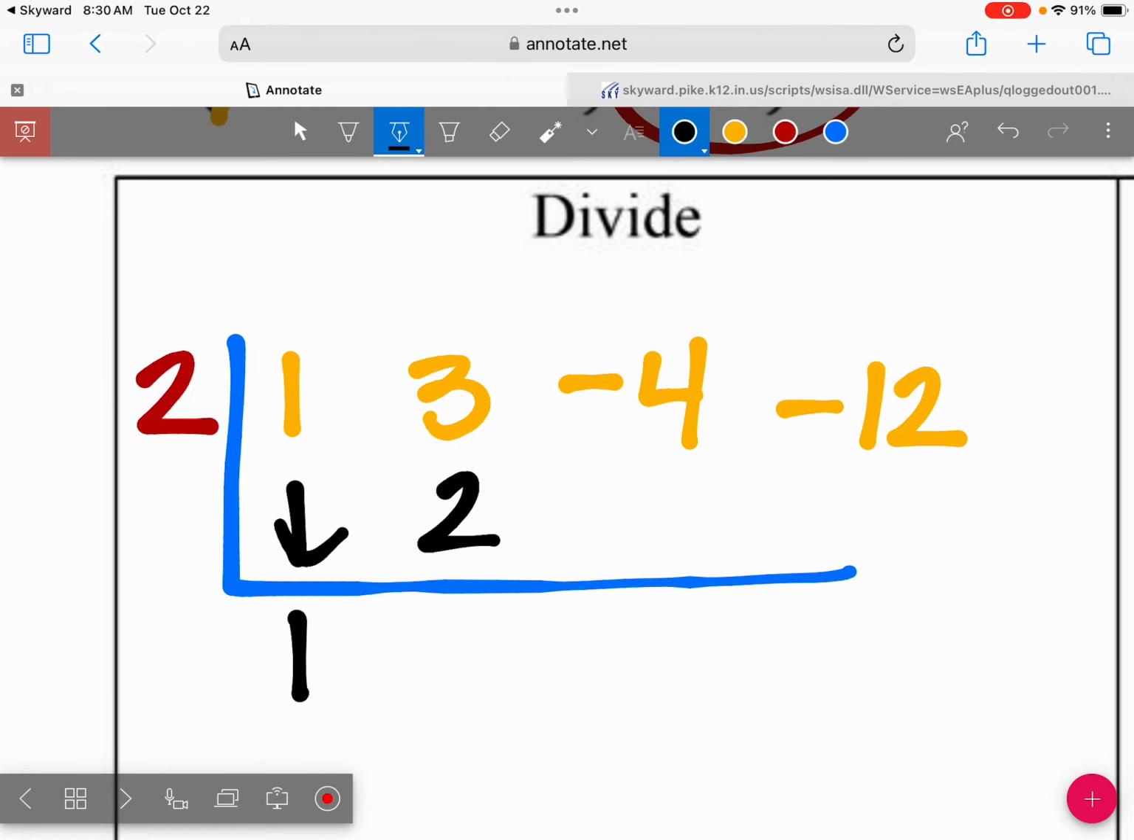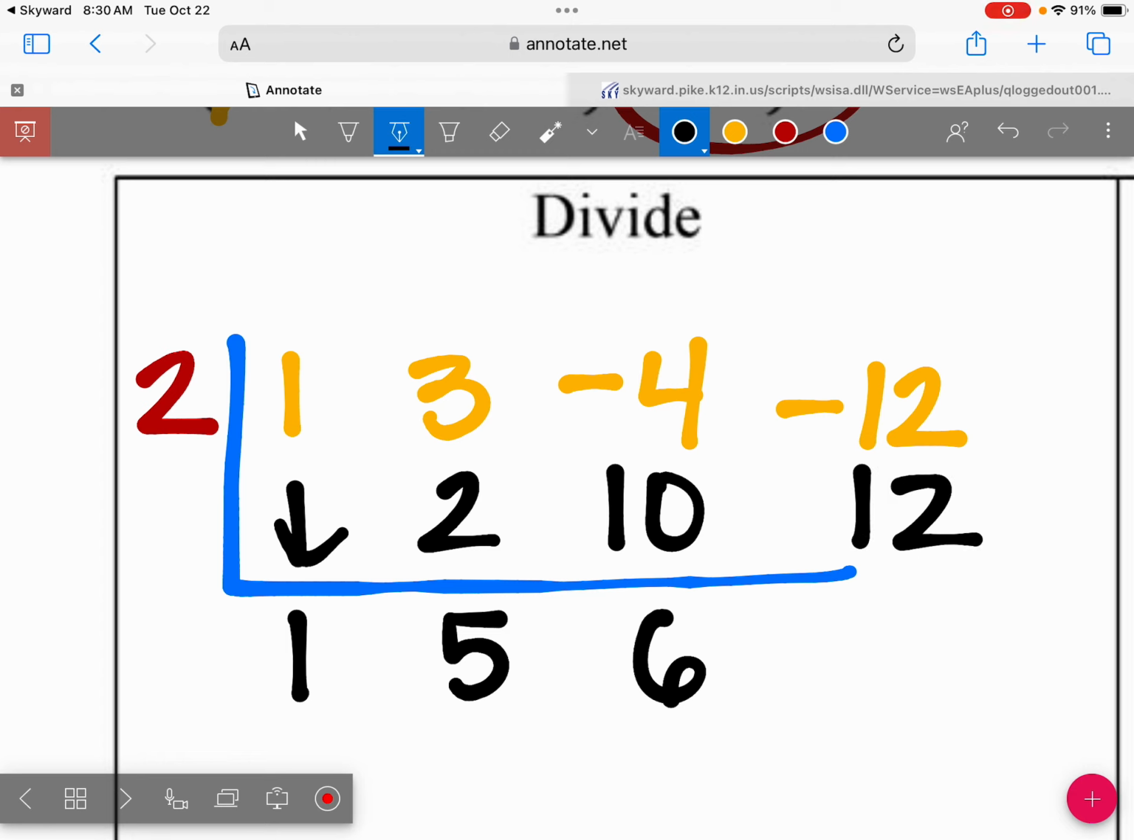Okay, so we're going to add 3 plus 2, which gives you 5. 5 times 2 is 10. Negative 4 plus 10 is 6. 6 times 2 is 12. Negative 12 plus 12 is 0.